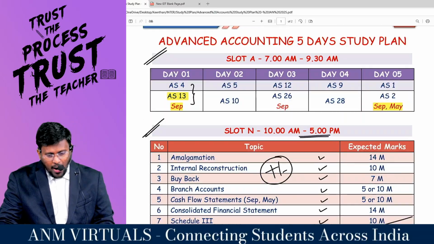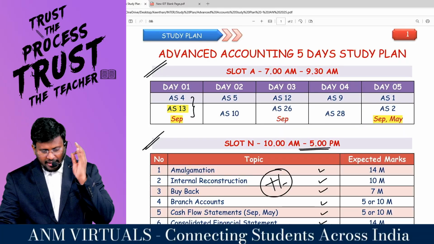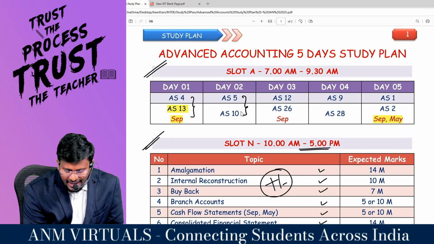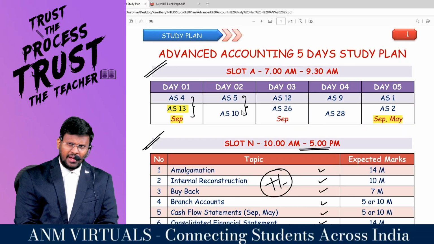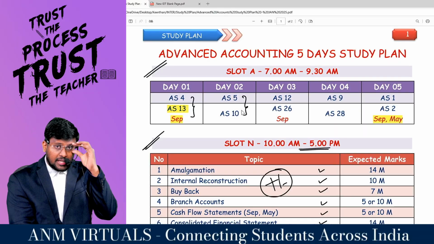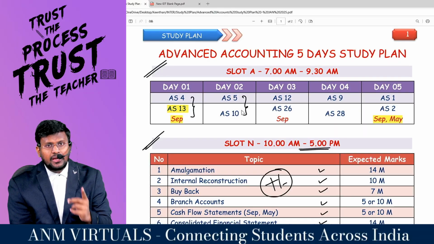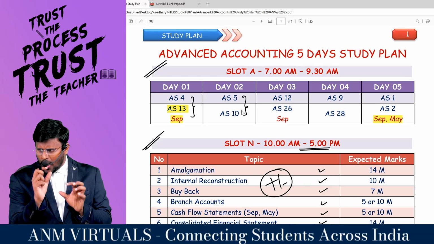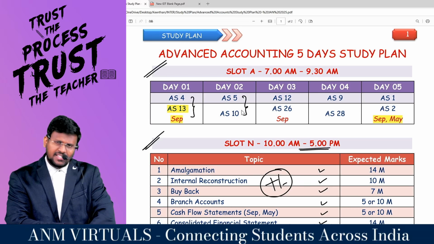Brilliant, sir. What is with my day number 2? The next day, you have to complete AS 5 and AS 10. AS 10 is one of the biggest AS, not tested, expected for the coming examination. So AS 5 and AS 10, you have to complete. 1 theory AS and 1 problem AS. The same timing will be applicable.